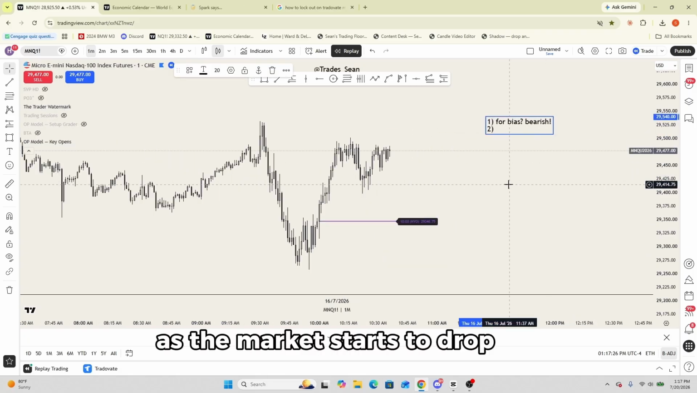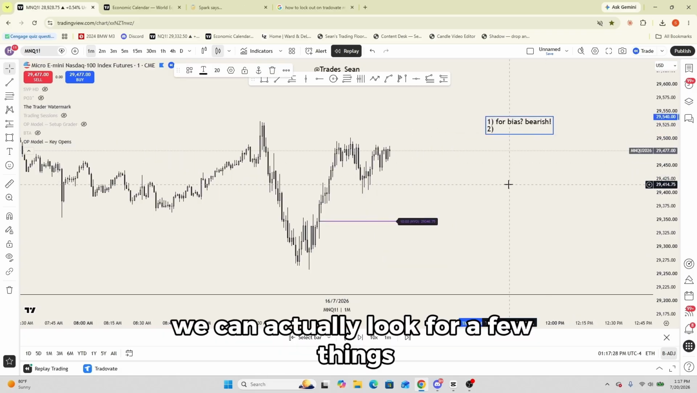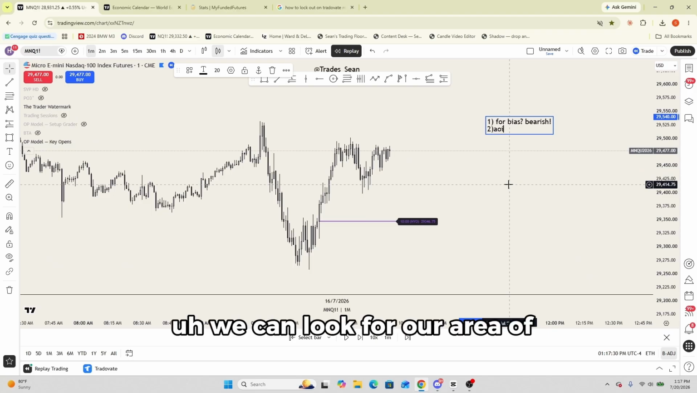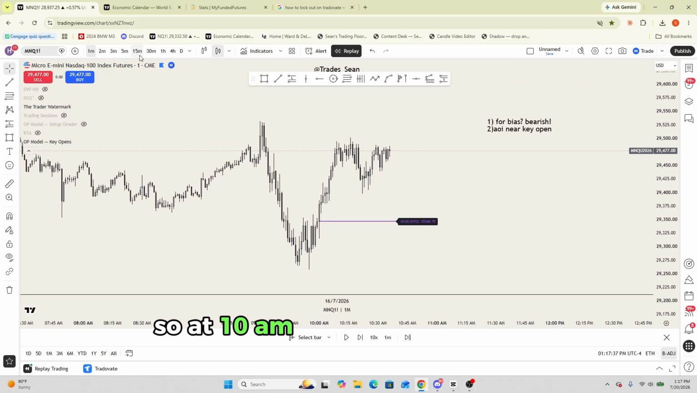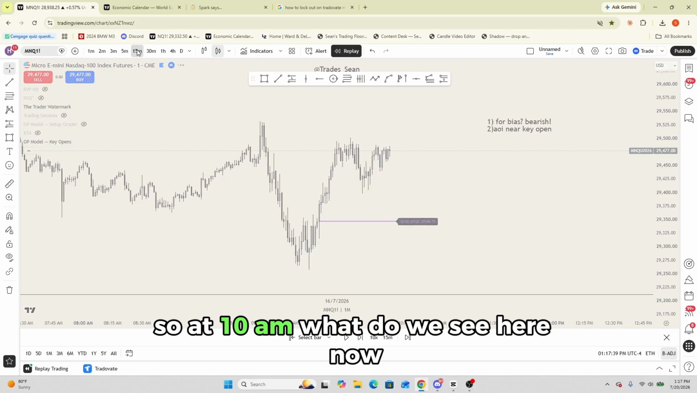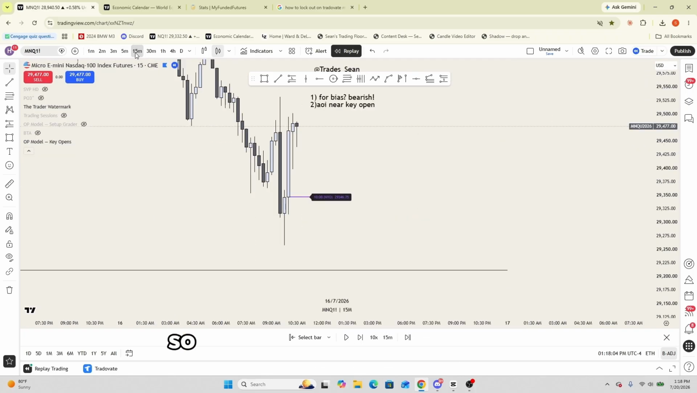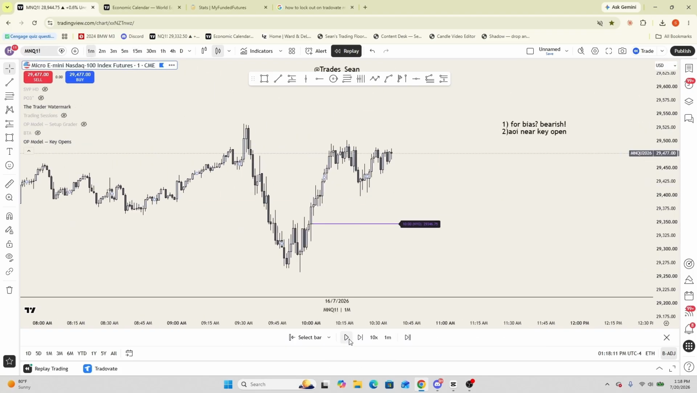As the market starts to chop here, we can actually look for a few things. We can look for our area of interest near key open. So at 10 a.m., what do we see here now? Here we don't have any strong areas of interest, so this is why I'm going to fade this long setup and just wait for a short.